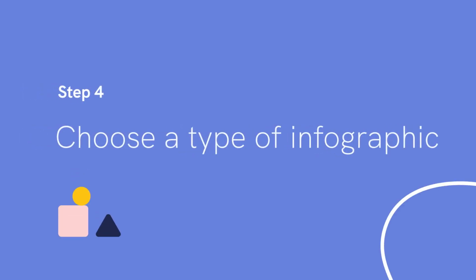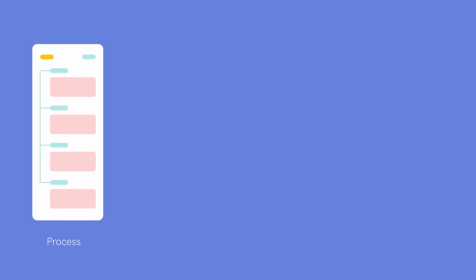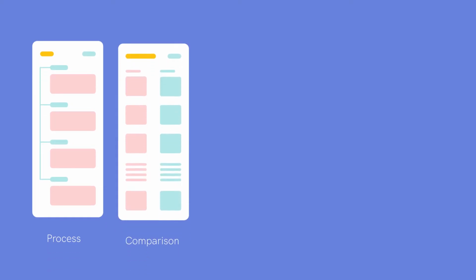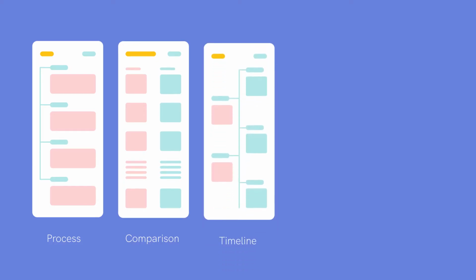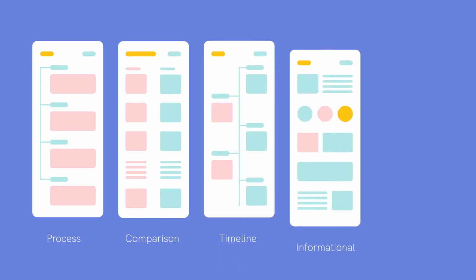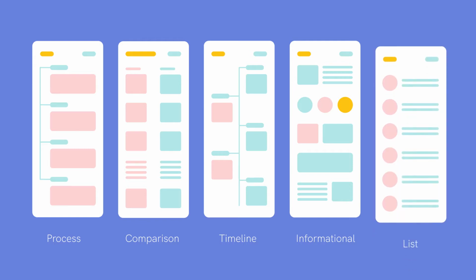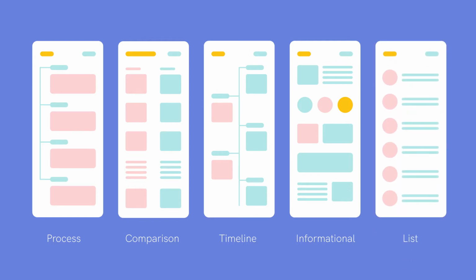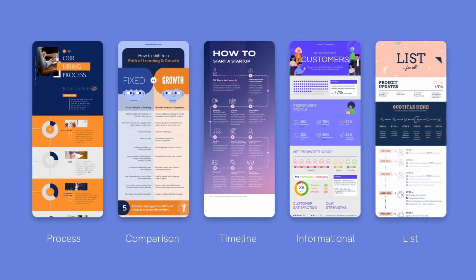Step 4 is to choose your type of infographic. The type of infographic you choose determines the overall layout of your data. So there are a couple of infographic types. These are process infographics, comparison infographics, timeline infographics, informational infographics, and list infographics. Each has its own way of displaying information. Comparison infographics will use a 2-column layout, while a list infographic will use 1 column.